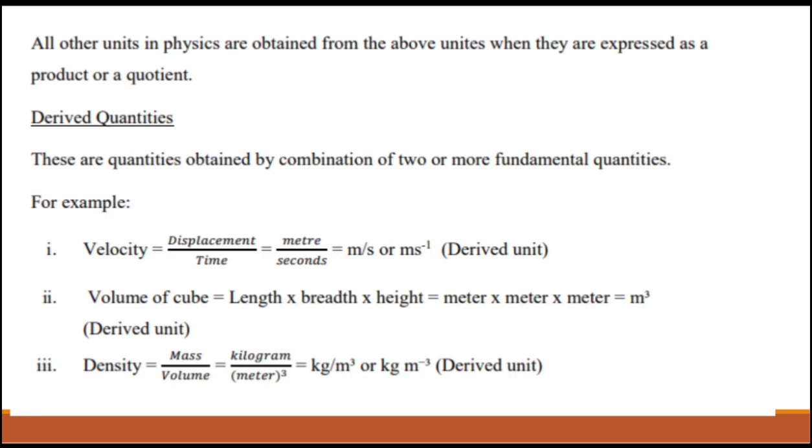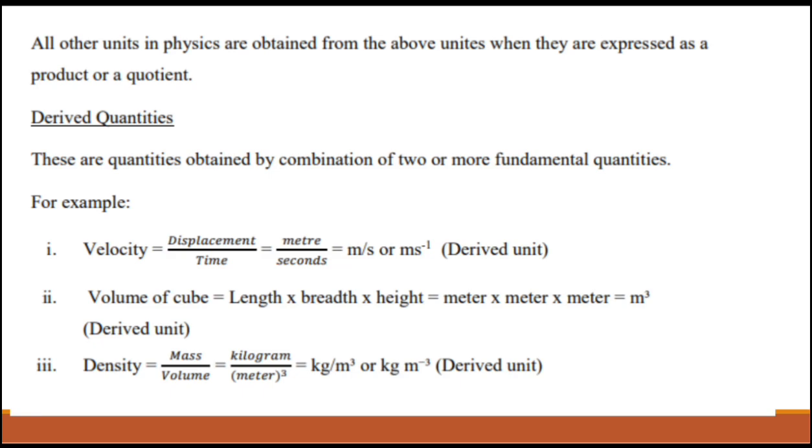Volume of a cube tells us the amount of space occupied by a substance or object. Volume is denoted by letter V, measured in meter cube. Mathematically, volume of a cube equals length times breadth times height. And length is measured in meter, breadth is measured in meter, height is measured in meter. So when we multiply these together, it's going to be having what? M raised to the power of 3.